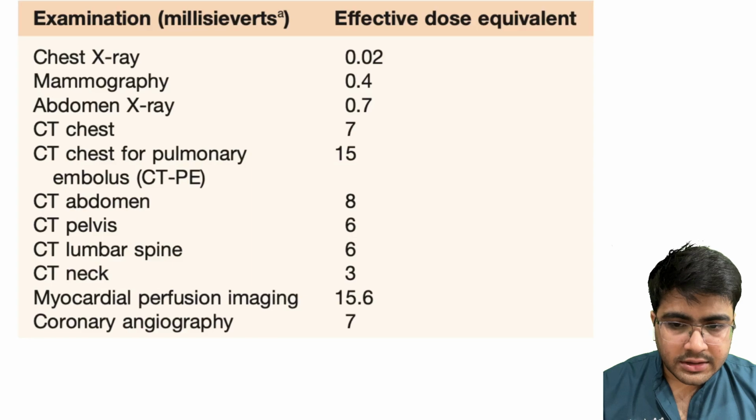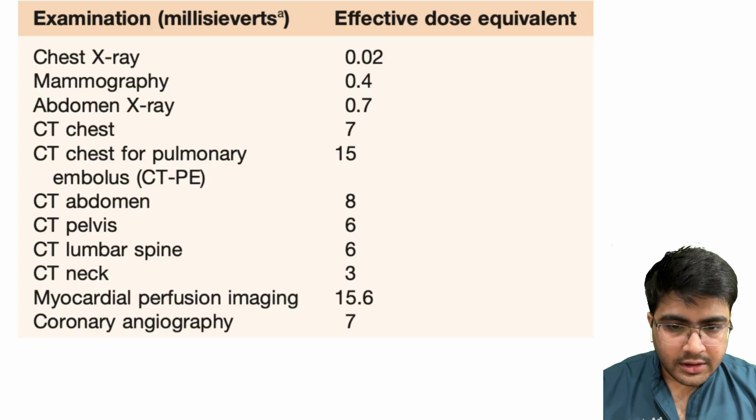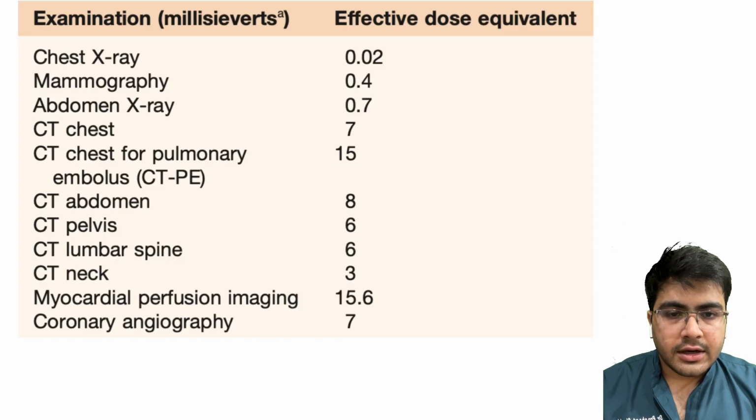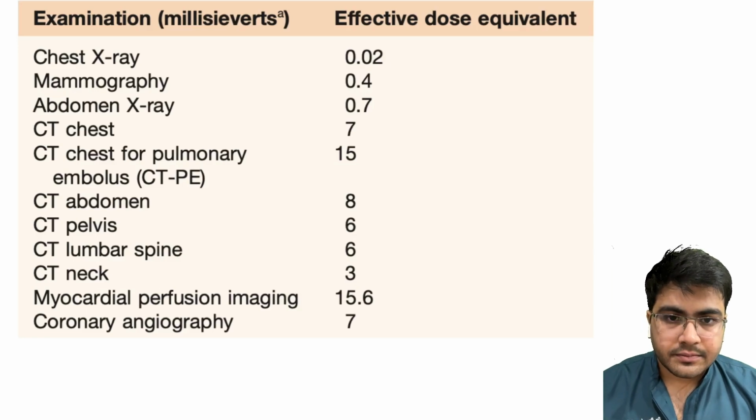So these are the examinations and these are the effective dose equivalents. Basically what we want to know is that myocardial perfusion imaging and CT chest for pulmonary embolus are the two investigations which lead to maximum exposure, or dose, of ionizing radiation to the patient. So these two investigations should be used judiciously in any patient, because there are radiation hazards with these investigations.